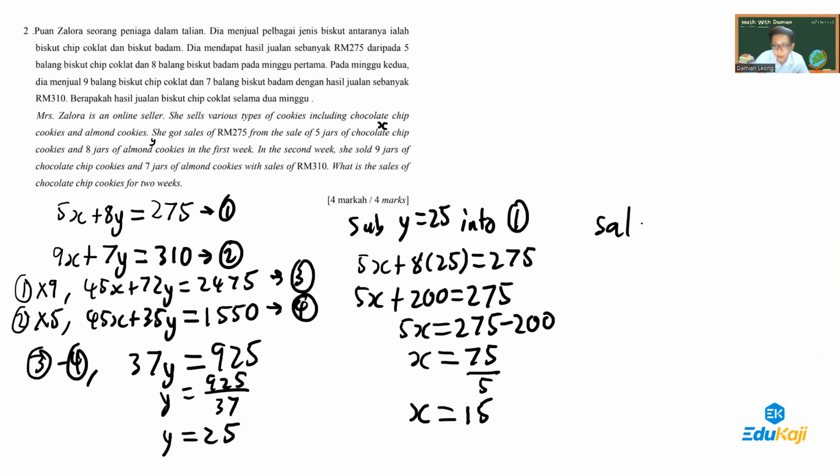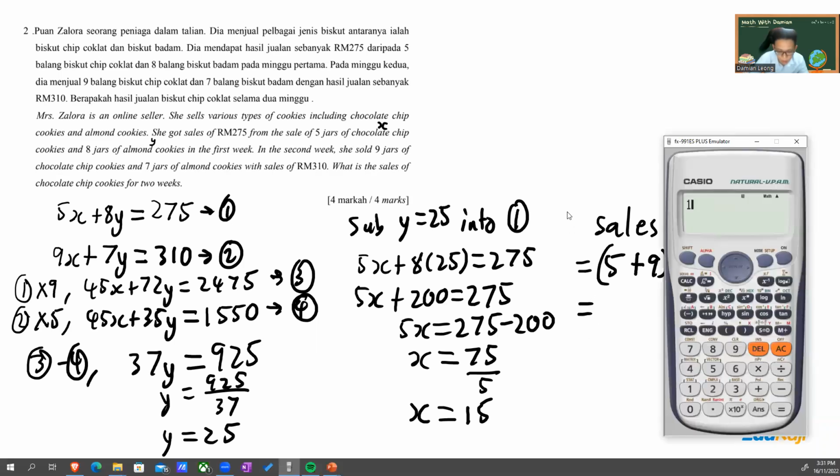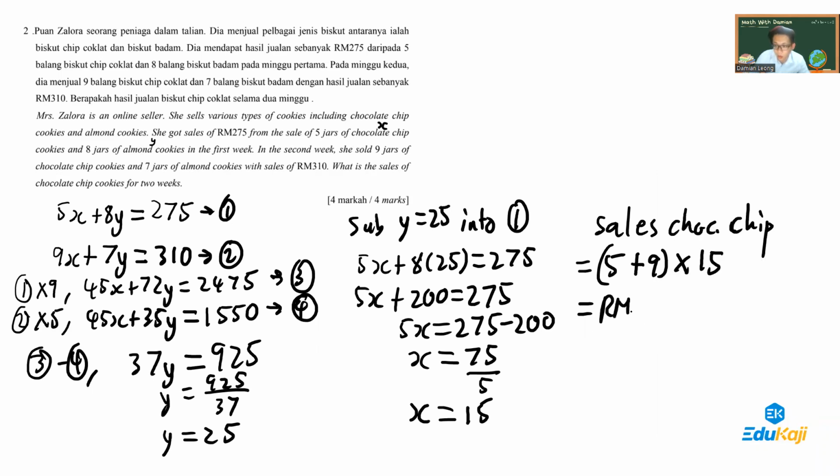This means the sales of chocolate chip cookie will be 5 jars plus 9 jars times 15 ringgit each. So it's 14 times 15, which is 210. So total 210 ringgit is from chocolate chip cookie. So this is using simultaneous equations.